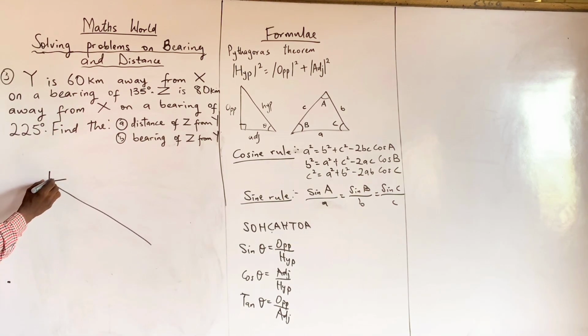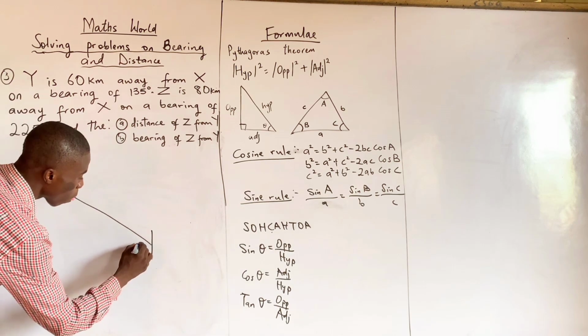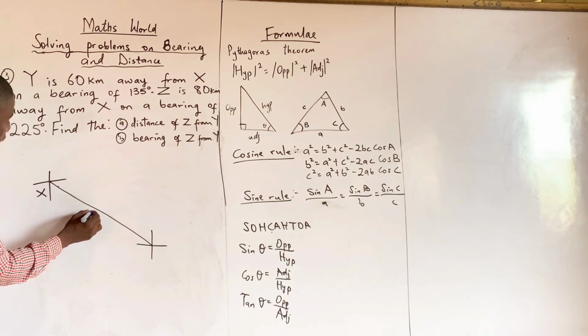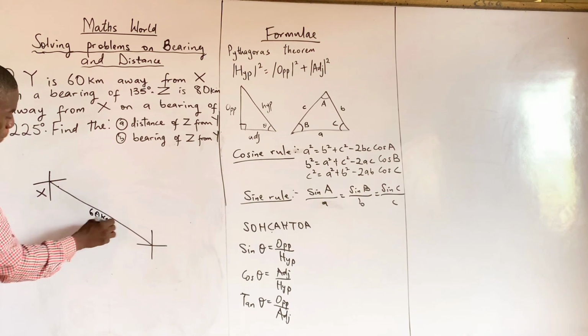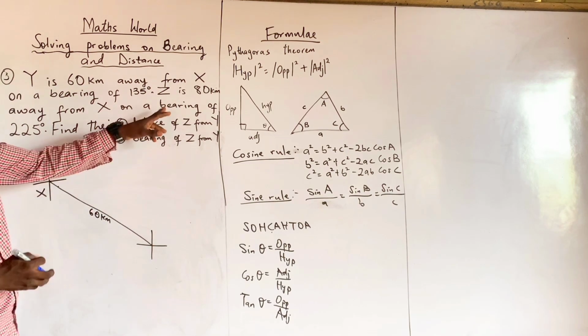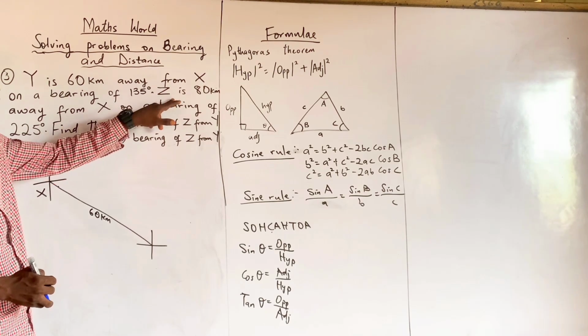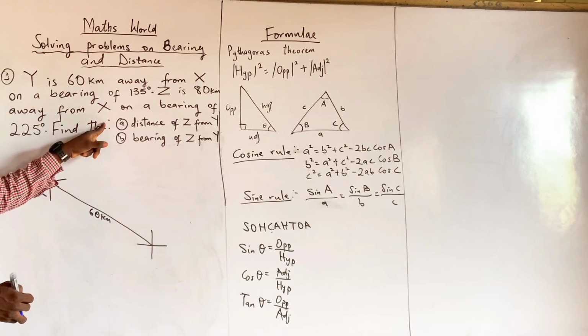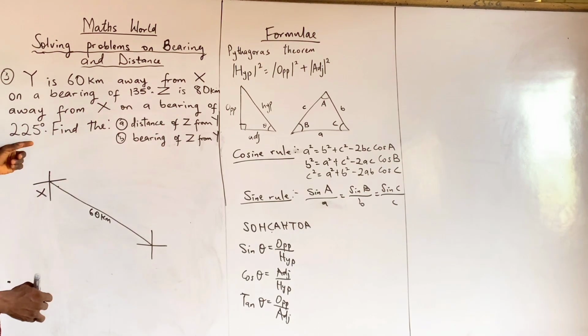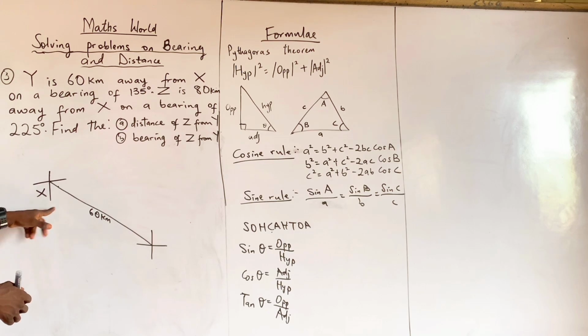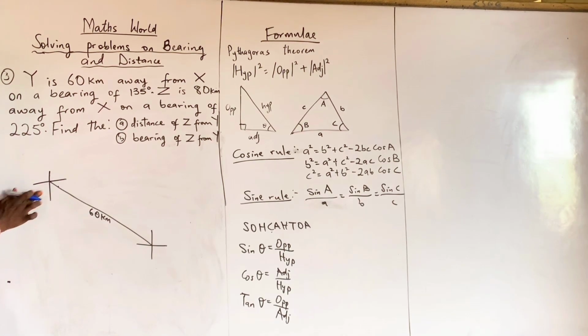Yes. Now here to here is 135, and you are drawing for y. Remember, they said it is 60 kilometers, so here is 60 kilometers. Now they say that z, you can see this full stop, z is 80 kilometers away from x on the bearing of 225. Where is our x? This is our x. This is the place that 225 will fall under. Let me erase this place and put it there.